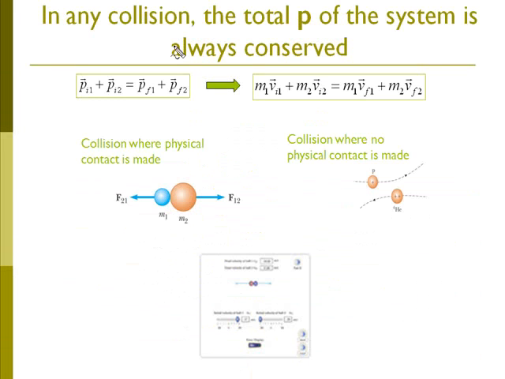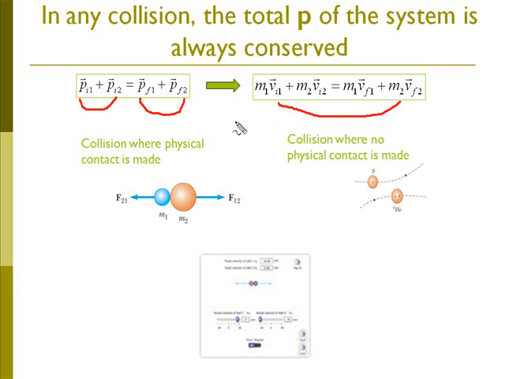Okay, so the first thing we want to say is that in any type of collision, the total momentum of the system is always conserved. And what that means is that if we add the initial momenta of the system, the sum should equal the final momenta of the system. And if we replace the terms P initial 1, P initial 2, P final 1, P final 2 with the definition of momentum, which is mass times velocity, we get this term. So this is true for any type of collision.